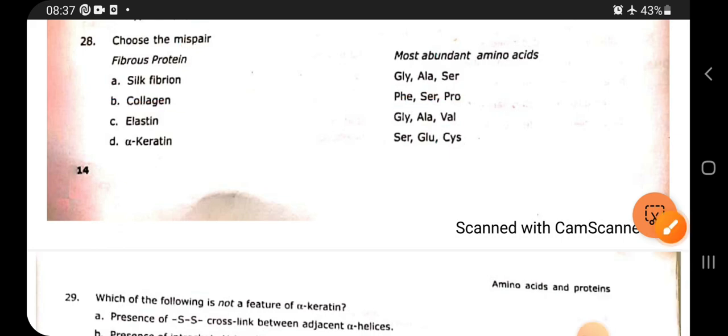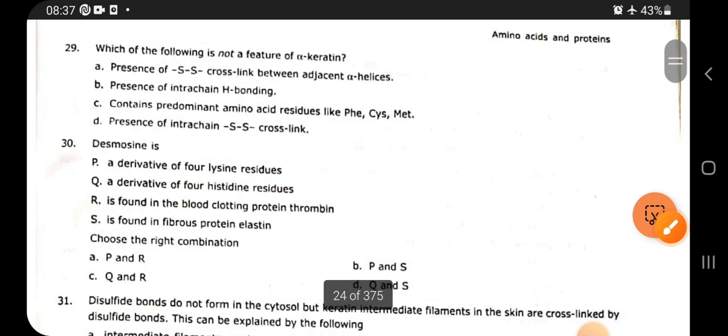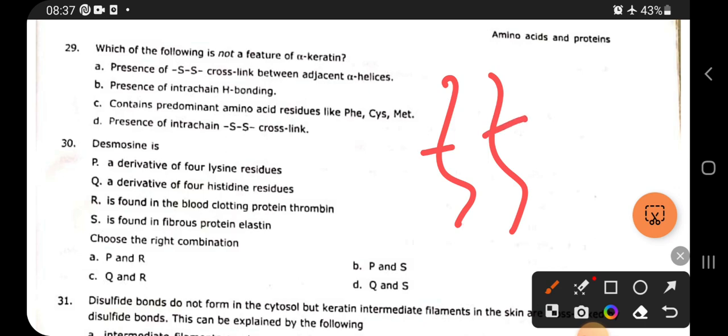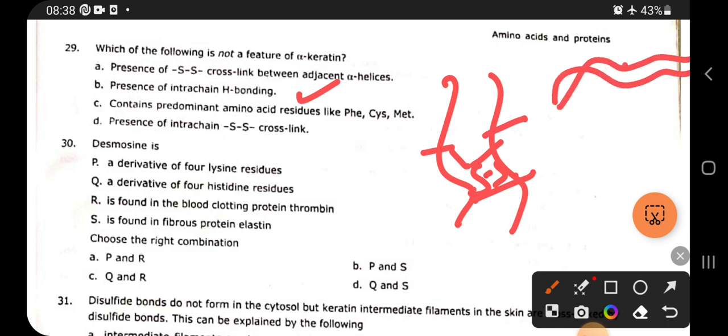Okay. So moving on. Which of the following is not a feature of alpha keratin? First is presence of disulfide cross-links between adjacent alpha helices. Okay, fine, very much probable because there will be cross-linking, so your alpha helices will combine with the help of disulfide linkages. Second, presence of intrachain hydrogen bonding. Yes, it is absolutely possible because intrachain bonding is always hydrogen bonding. Contains predominant amino acids like phenylalanine, cysteine and methionine. Yes, it contains a lot of cysteine because of which it is able to form disulfide bonds, and methionine is there and phenylalanine is there.